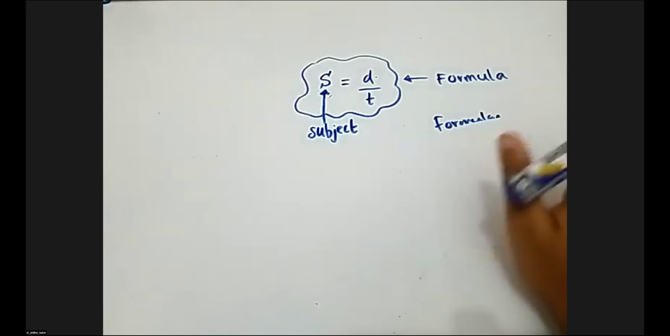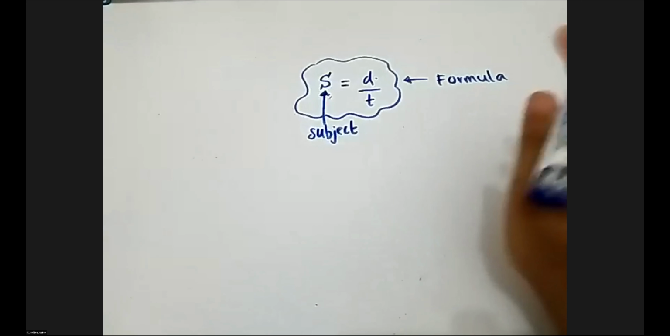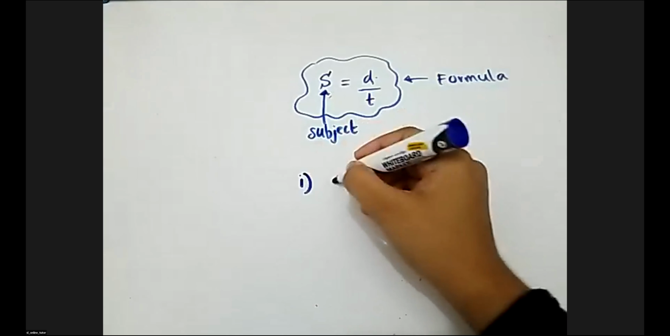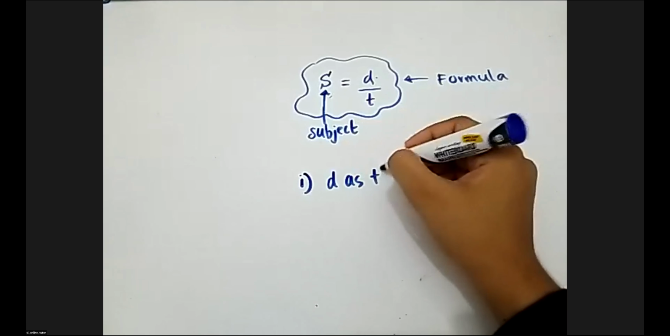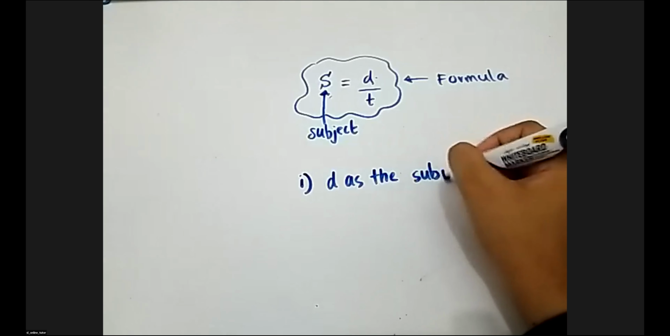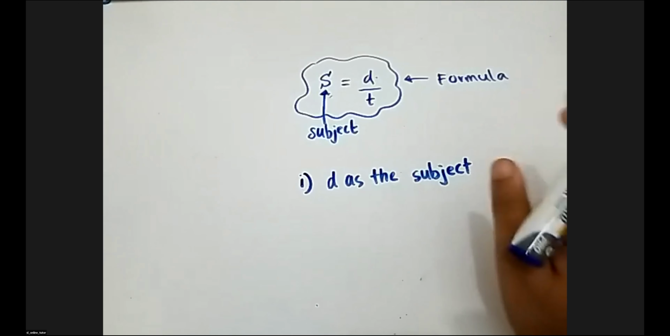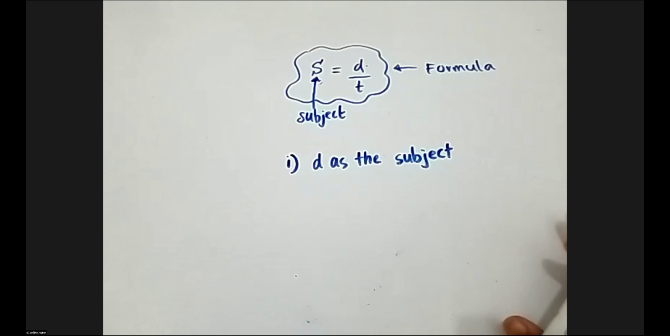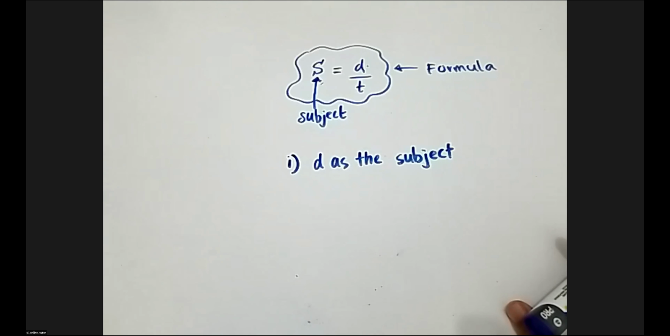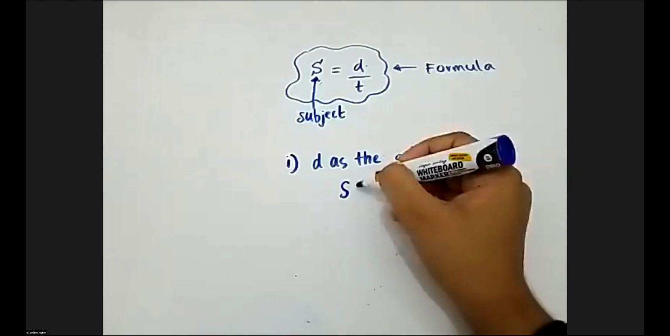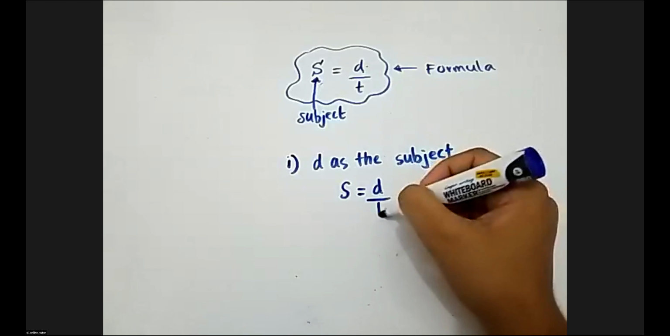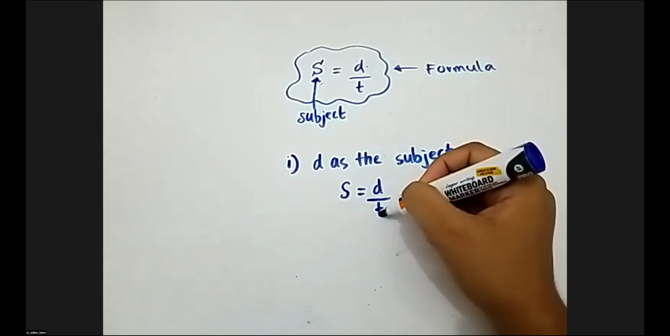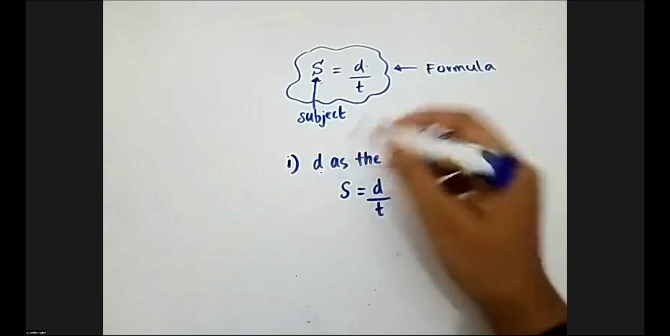Right. Now we'll come to the question. Now I'm trying to make D the subject. How can you make D the subject? Listen carefully. If you listen carefully to the first 3 to 4 examples, doing all the other questions is not a big deal. Now S is equal to D over T. I need D alone on one side.